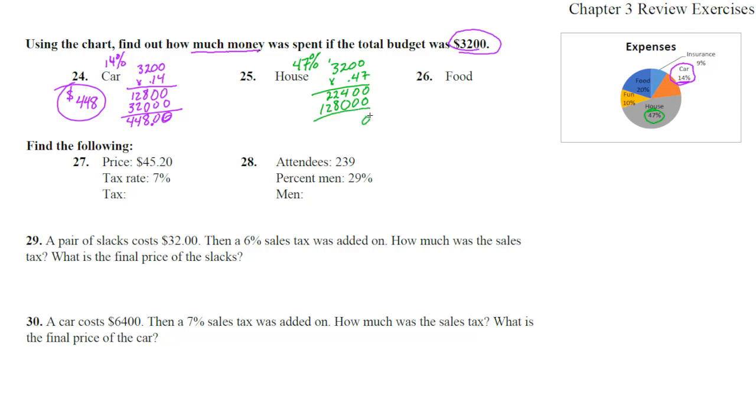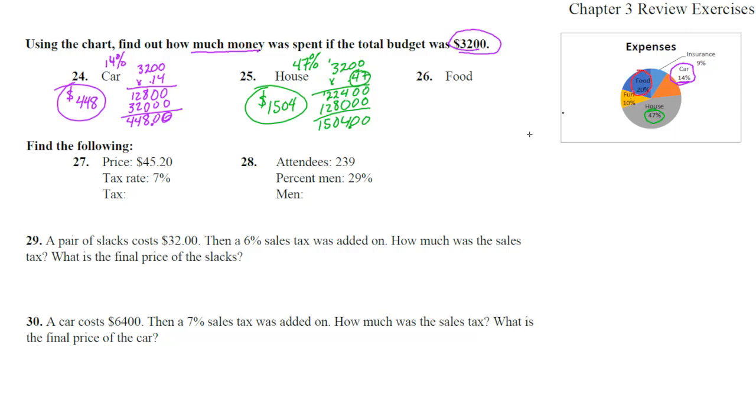So that gives us 0, 0, 4, 2 plus 8 is 10, carry the 1. 1 plus 2 is 3, and then 1. So 2 digits behind the decimal. So we're here at 1504.00 dollars, 1504. And then food.